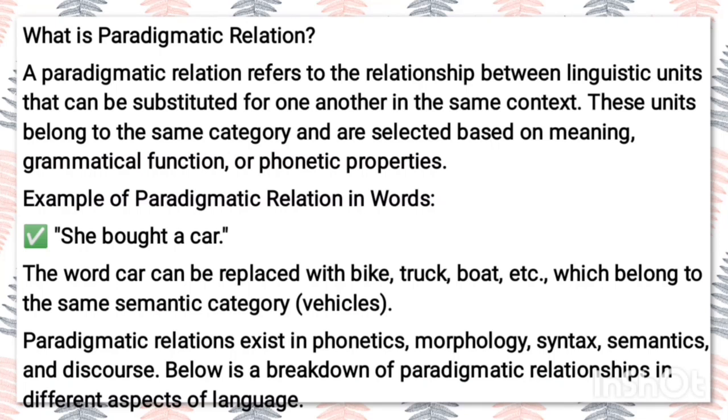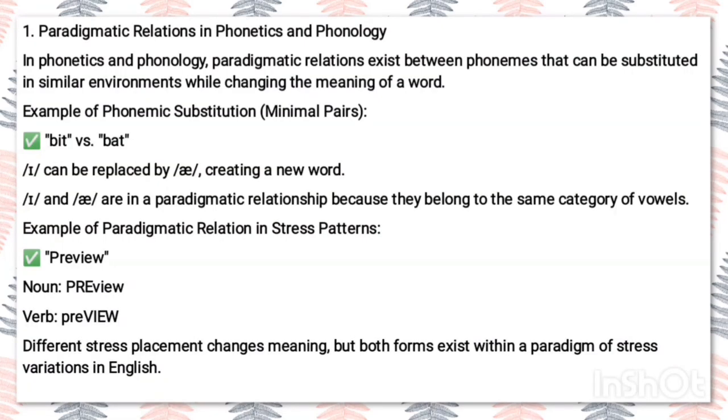In the sentence "she bought a car," the word car can be replaced by bike, truck, boat, etc., because all these words belong to the semantic category of vehicles. In a paradigmatic relationship, we can switch one vehicle for another, but the overall meaning remains similar. Now let's delve into paradigmatic relations in different areas of language.